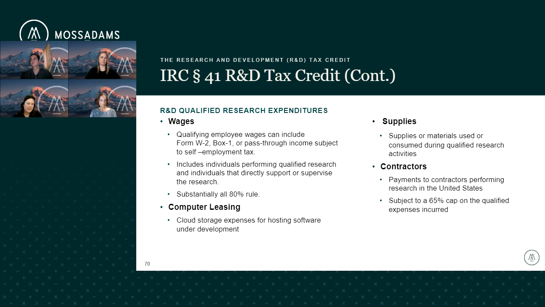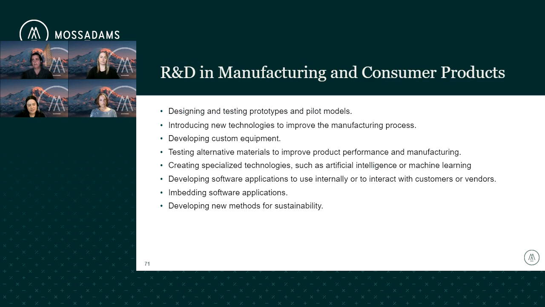There are essentially 4 categories of qualified research expenses that could potentially be eligible. The big one that we typically see is the wages of your employees that are involved in those research and development activities. Computer leasing costs include cloud computing. This is if you have any software component, AWS or Microsoft Azure is usually what we see there. Then supplies or materials that are used and consumed during the research, and contractor payments. This is an example of some of the different types of activities that we typically see in manufacturing and consumer products.